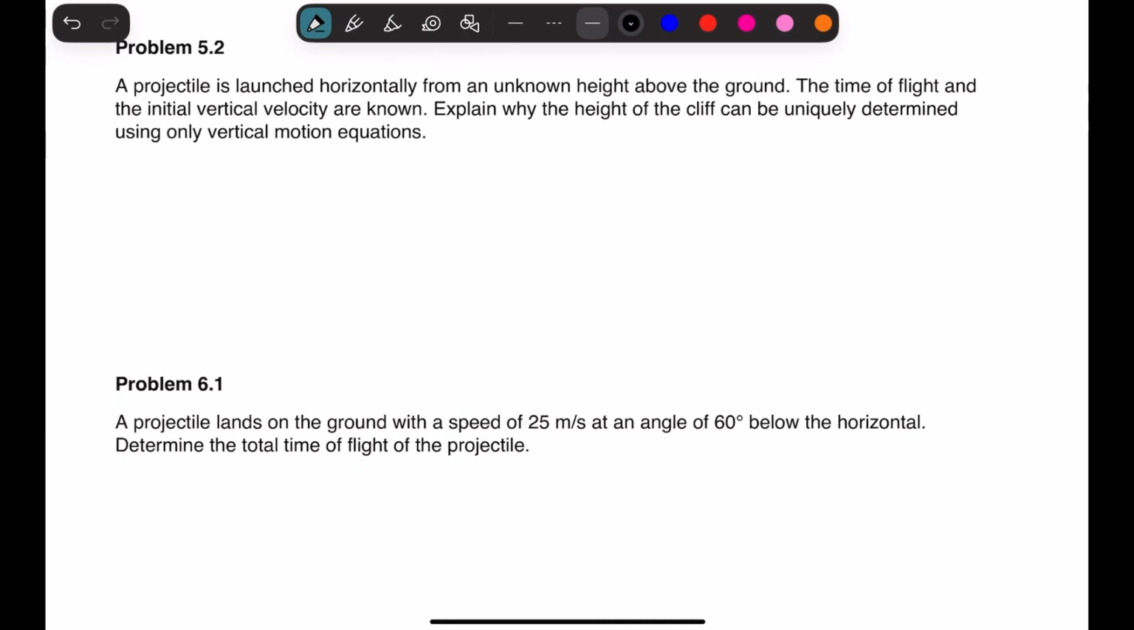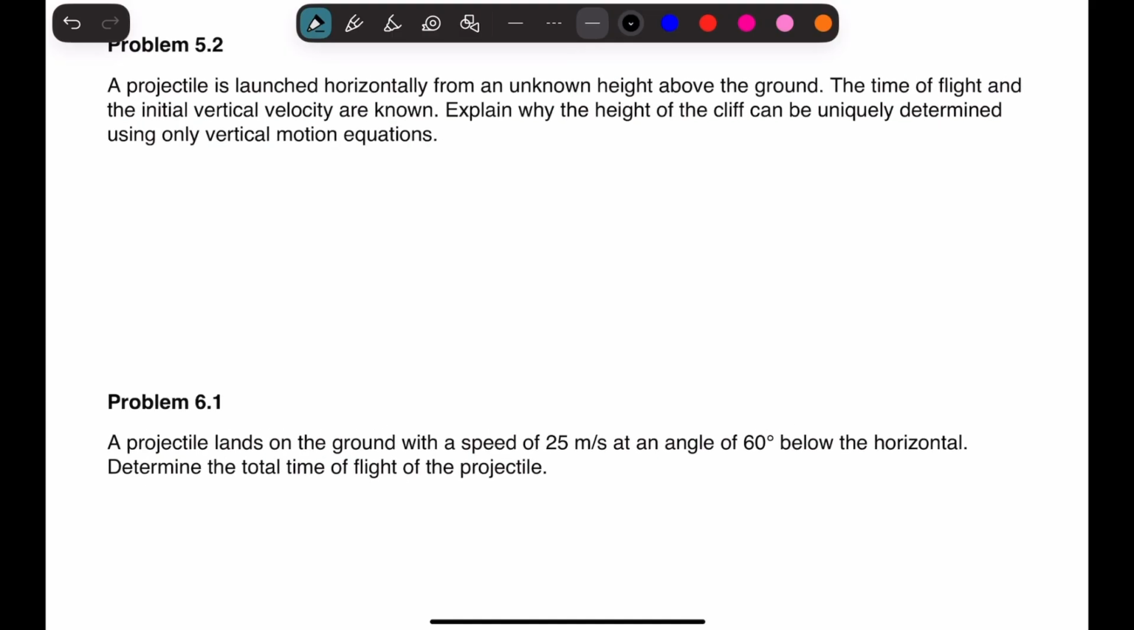A projectile is launched horizontally from an unknown height above the ground. The time of flight and the initial vertical velocity are known. Explain why the height of the cliff can be uniquely determined using only vertical motion equations.